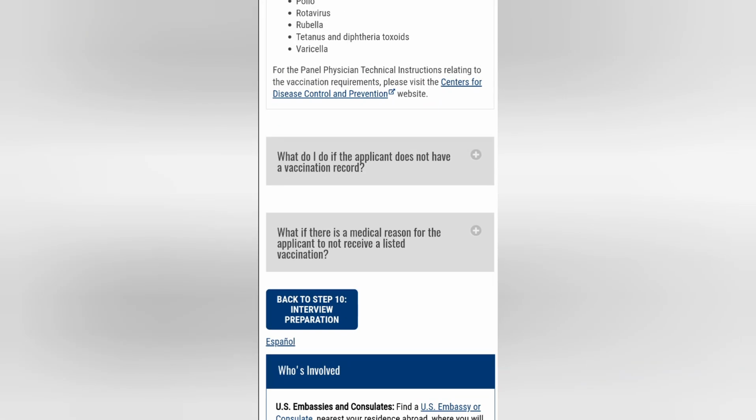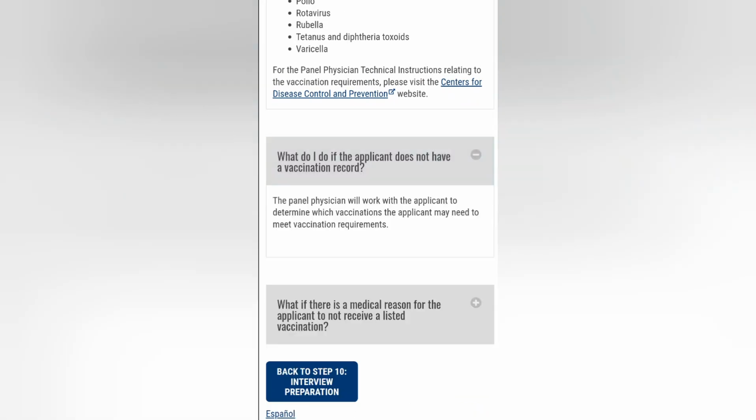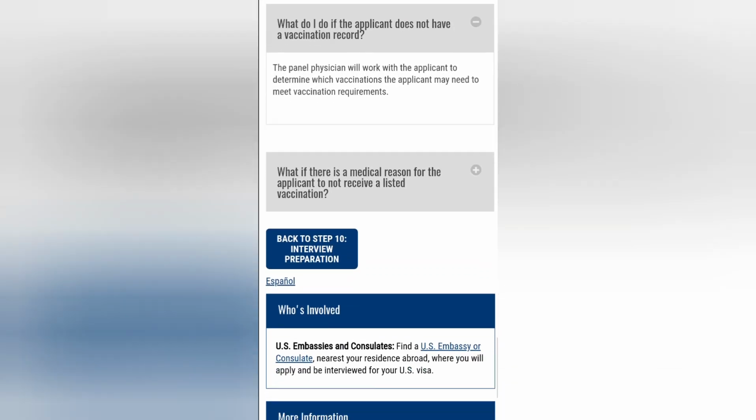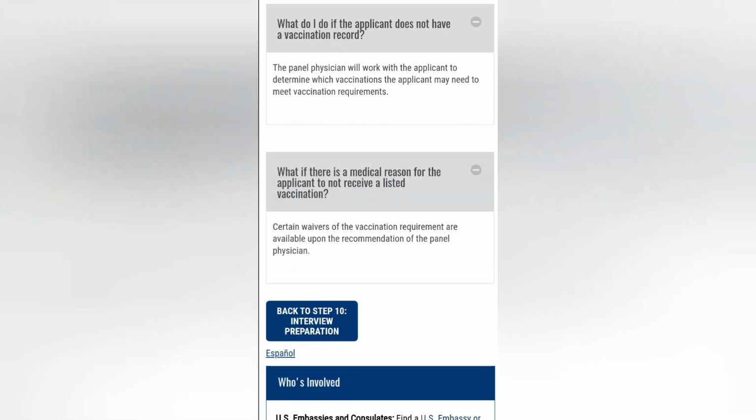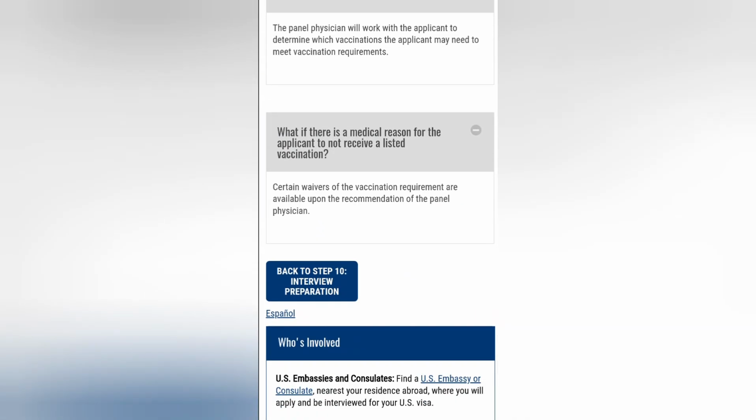What do you do if the applicant does not have a vaccination record? The panel physician will work with the applicant to determine which vaccinations the applicant may need to meet vaccination requirements. And the last question. What if there is a medical reason for the applicant to not receive a listed vaccination? Certain waivers of vaccination requirements are available upon the recommendation of the panel physician.